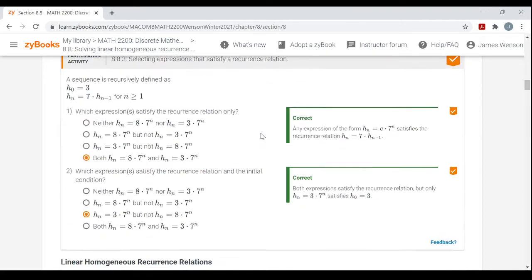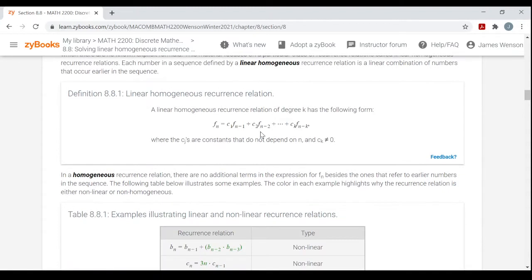All right, then they get into some examples of some things that are linear, and also, oh yeah, we gotta get into homogeneous as well. So again, this is linear homogeneous, right? Every term is a linear combination of previous terms, and nothing else is added after this. So that makes it homogeneous. In a homogeneous recurrence relation, there are no additional terms in the expression for f sub n besides the ones that refer to earlier numbers in the sequence. So again, they have it right here.